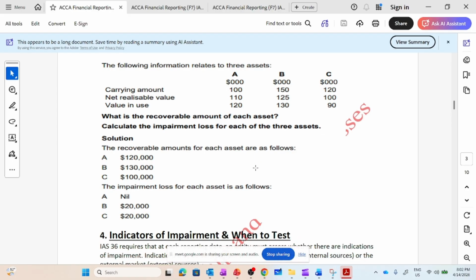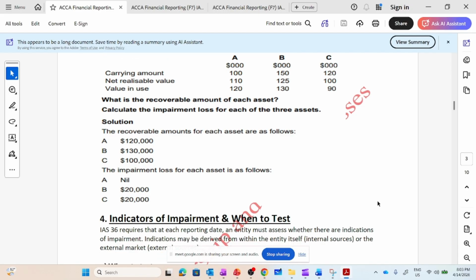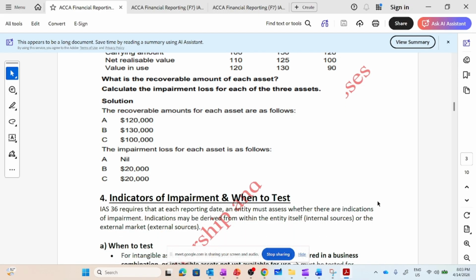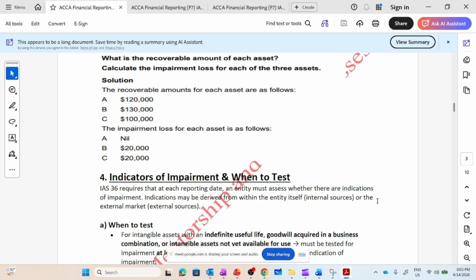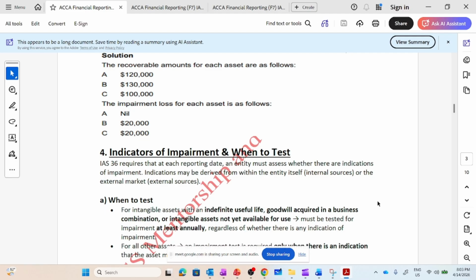So very good. So for asset C, are we together? For asset C, the carrying value is 120 and the recoverable value is 100. So in this situation for asset C, there's an impairment of 20. So basically, this is the concept. You need to compare the carrying value of the asset with the recoverable value, and the recoverable value is the higher of the fair value less cost to sell or the value in use.